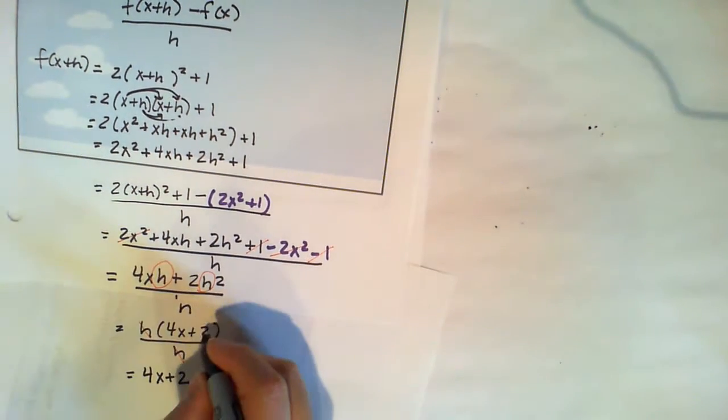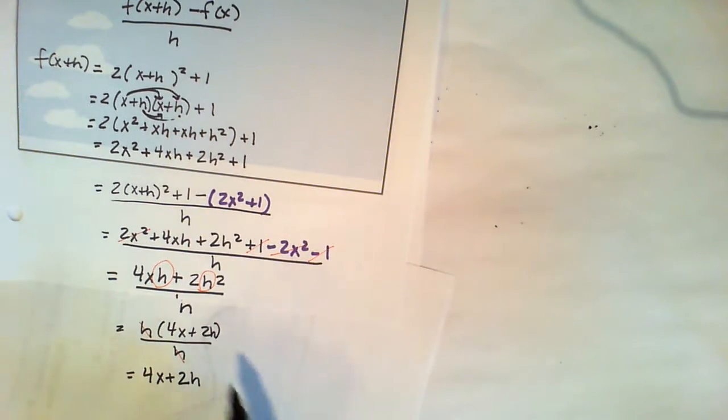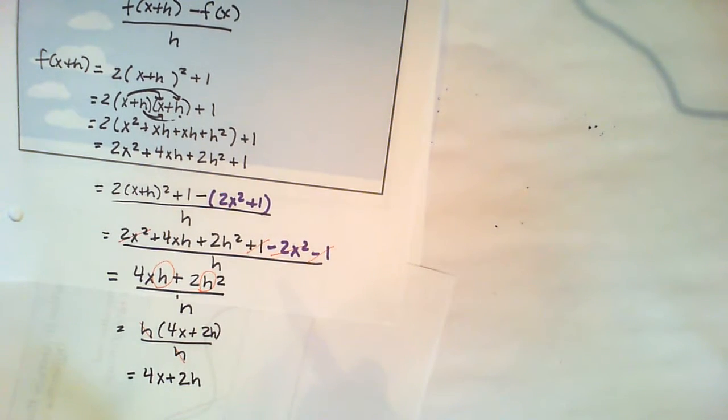Oh, it was h squared. I should still have an h here. 2h. 4x plus 2h. So if you go back, it's h squared. If I factor out 1h, I've got 2h in there. 4x plus 2h. That's my difference quotient.